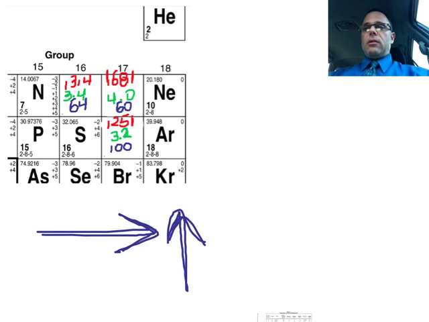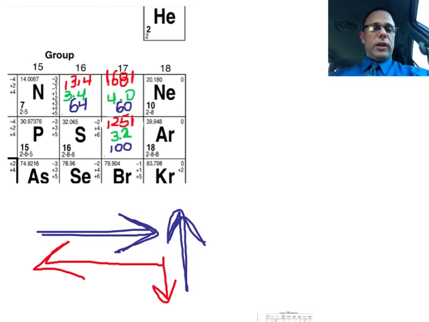But when we take a look at the radius, it maps the opposite: as you go to the left across the period, the radius goes up, and as you go down the group, the radius goes up. So keep that in mind as we answer these questions.